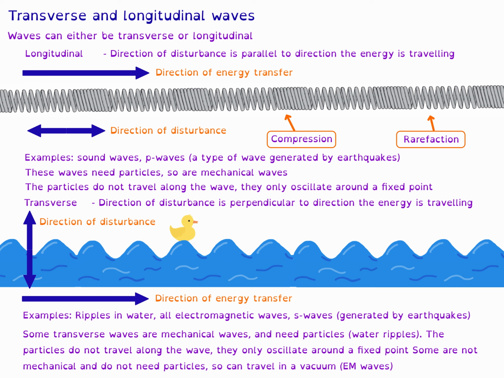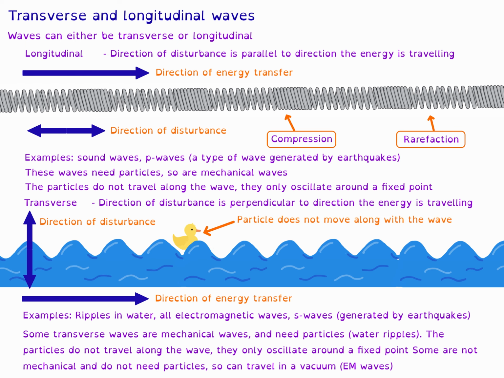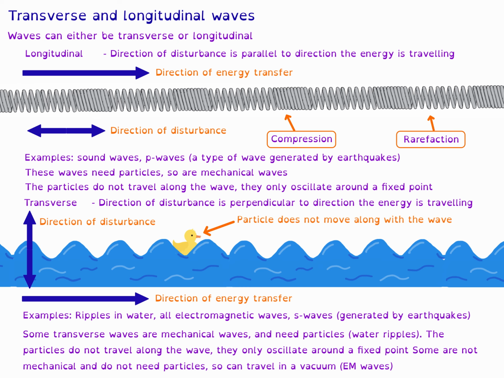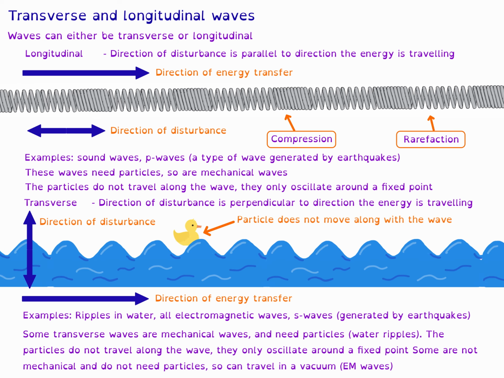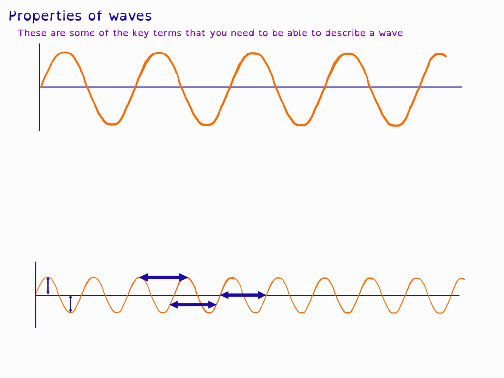Some transverse waves are mechanical waves and need particles, for example, water ripples. The particles do not travel along the wave, they only oscillate around a fixed point. Some transverse waves are not mechanical and do not need particles, so can travel in a vacuum, for example, all electromagnetic waves. These are some of the key terms that you need to be able to describe a wave.